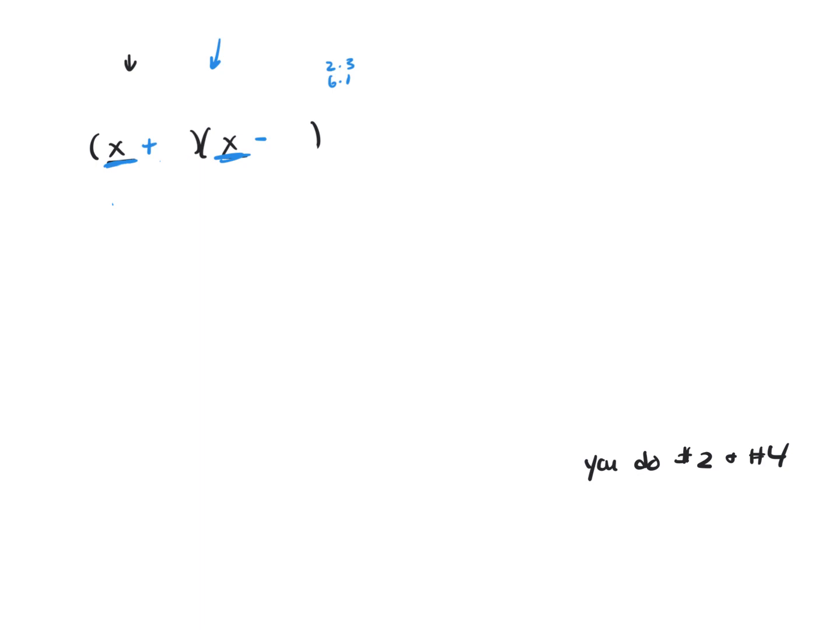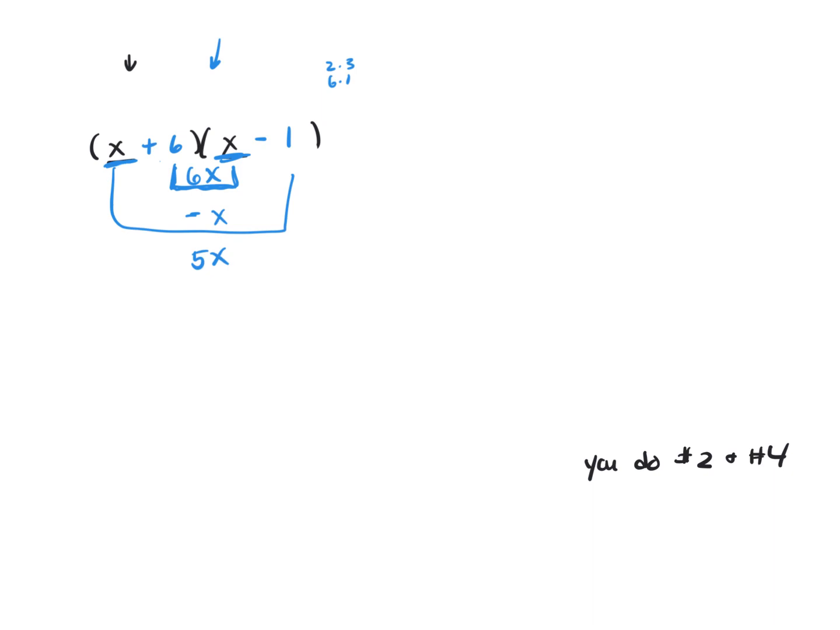6 and 1. Let's put the 6 here and the 1 here. X squared checks, minus 6 checks. Middle term, 6x, negative x. I'm multiplying. 6 times x is 6x. X times negative 1 is negative x. But if you combine those, you get positive 5x. And that's wrong. I need a negative 5x.